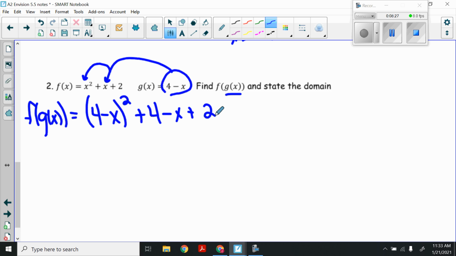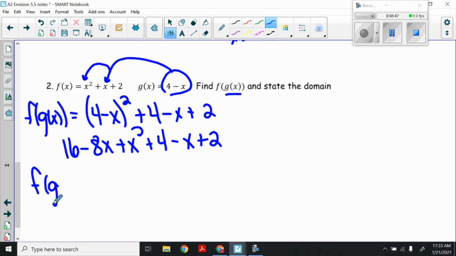I'm going to use my shortcut for 4 minus x quantity squared. So that's the first term squared. So 4 squared is 16. Multiply the 2 together and double it. So negative 4x doubled is negative 8x. And then negative x squared is plus x squared. Plus 4 minus x plus 2. So now I'm just going to combine like terms and put it in standard form. So I've got an x squared, negative 8x minus x, minus 9x. 16 plus 4 is 20, plus 2, 22.